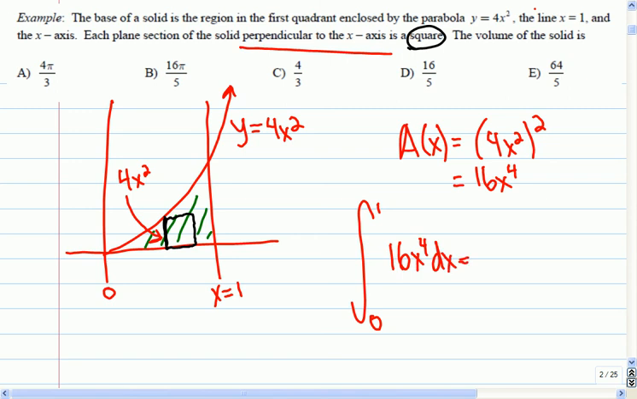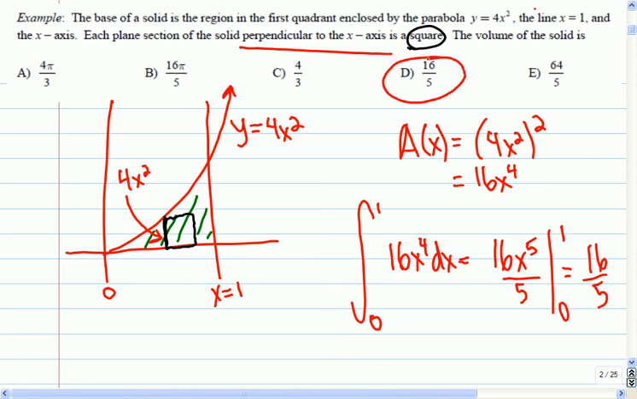And again, the integrals are the easy part, so if you've gotten this far, I don't doubt that you have the right answer. So that's not bad, it's just 16 over 5, which is D. Any questions about that one?